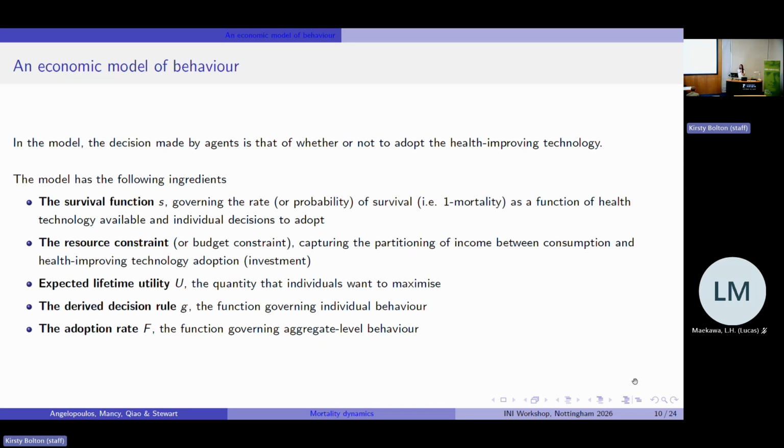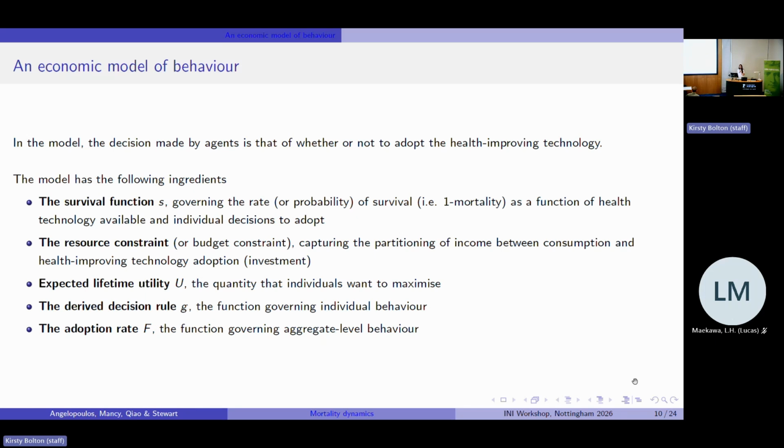And that captures how an individual partitions their income between consumption and health improving technology adoption that is in effect in this model, the investment decision. It has in it the expected lifetime utility, U, which is the quantity that individuals want to maximize. And as a result of that, we can derive a decision rule for the agents, for the individuals, which we call G, and that's the function that governs individual behavior, that governs those decisions.